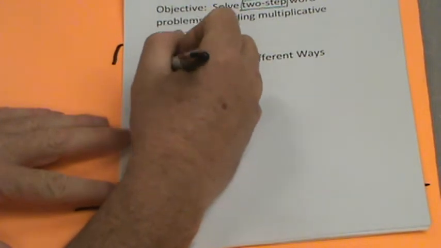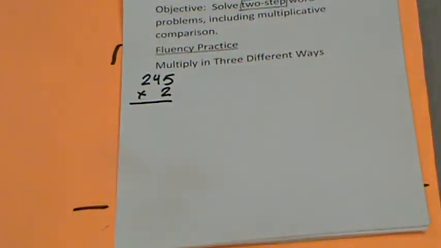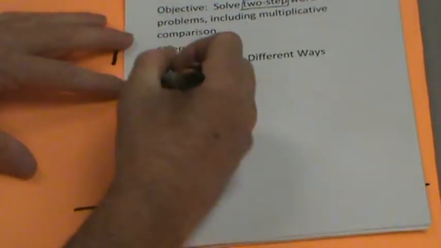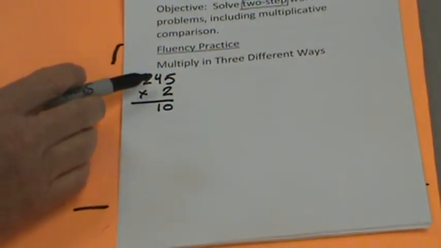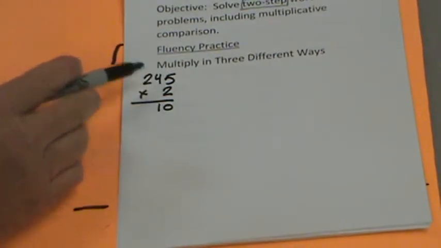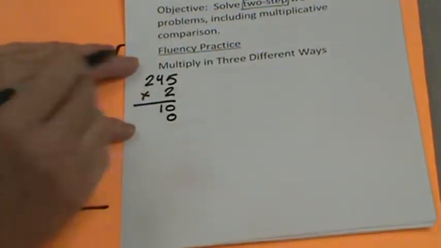Let's do, what should we start off with? How about 245 times 2? Let's use the partial product to solve this first, okay? 5 times 2. What is 5 times 2? That is 10, right? Now, here's where some of us get mixed up. This is 40 times 2. It's not 4 times 2, it's 40 times 2. So we're dealing with the tens. So I'm going to put in 0 here, and 4 times 2 is 8.